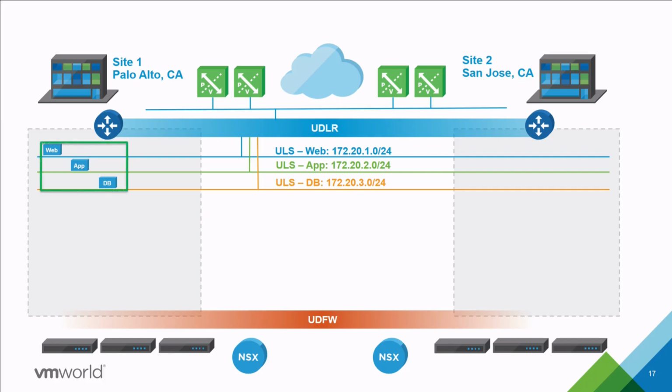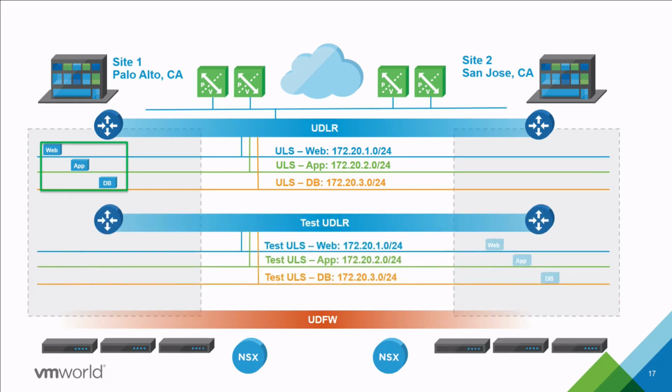Here I have a production network. I have an active application at Site 1. Okay? With a click of a button, I can very easily create a test network, a test UDLR, test universal logical switches with the exact same IP addressing scheme, using the exact same security policies. I don't even have to do anything, right? All I'm doing is just creating these networks, and they can use the exact same IP addressing scheme. I don't have to do anything in terms of security, no manual configuration there.